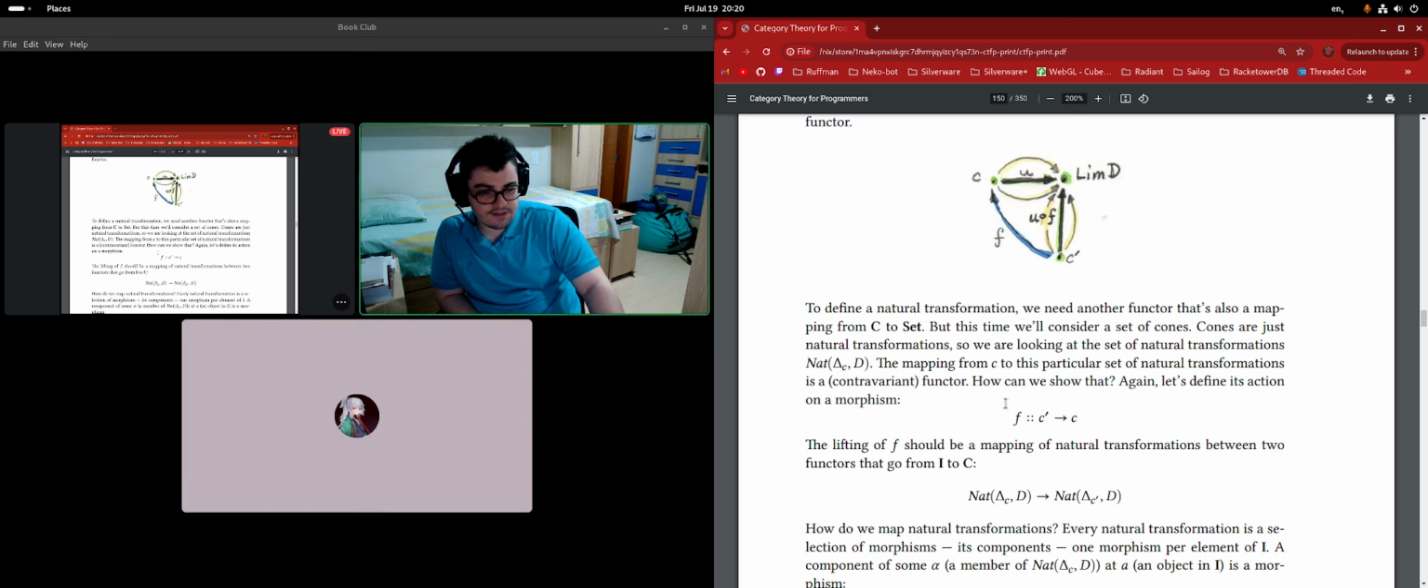Because somewhere in this process there needs to be elements. It's saying here we are mapping objects from C to the set of cones. Where are we mapping the objects from C? My understanding is it needs to be this, or am I mistaken? Yeah, I think it's that actually. Because we're trying to find the lim D, right? That's the whole point of this.